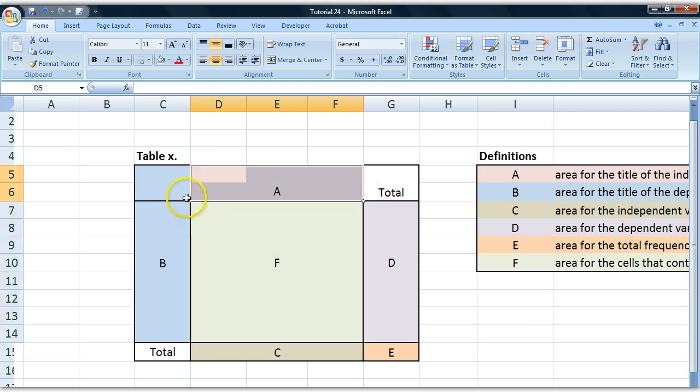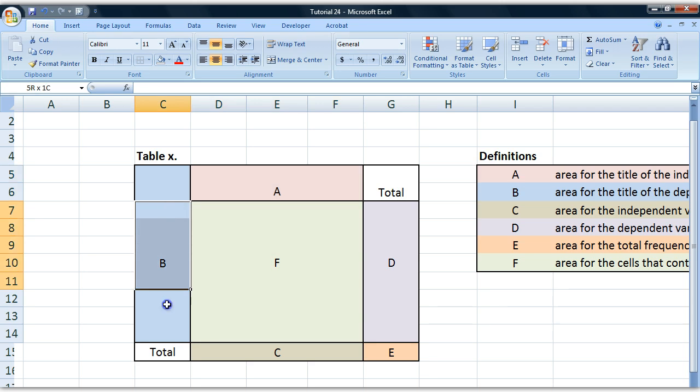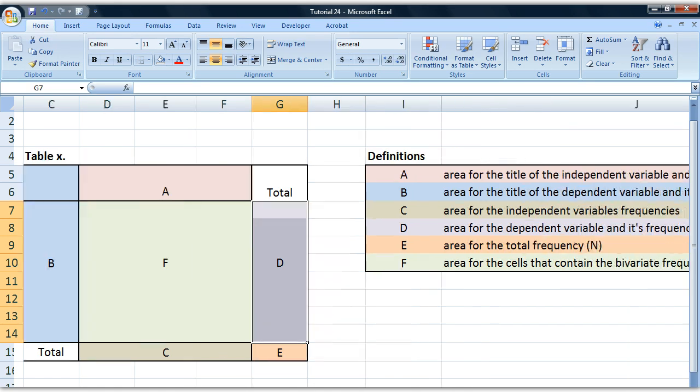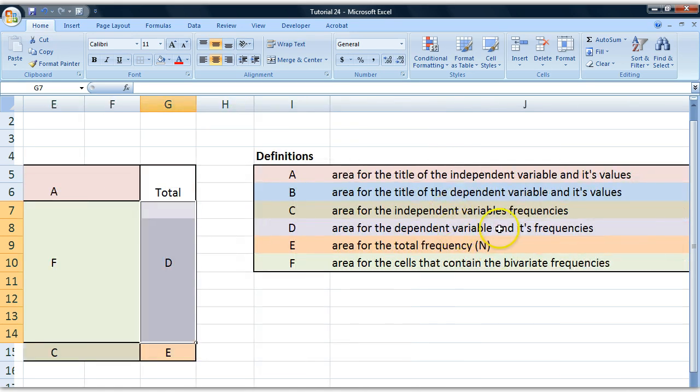And likewise, if this was a chart, you would have the dependent variable on the y-axis, which in this case would be vertical like this. So you place the dependent variable, which in this case will be B, its title and its variable values here vertically to the left. Area F in this case is going to be the frequency area, so you have all the frequencies and the different values here. Area D are the sums for the dependent variable and its frequencies.